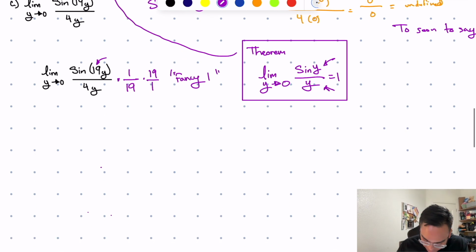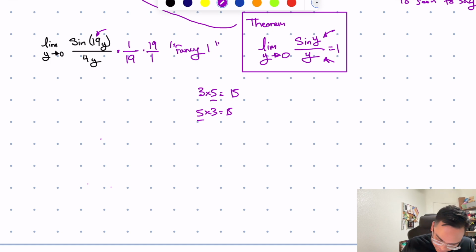Now, if you guys remember, we could always change the multiples. So 3 times 5 is equal to 15, and 5 times 3 is equal to 15. This is a rule that multiplication has. It does not matter which side the 5 is on, it will always equal 15. So we can do the same thing. We're going to fancy 1 and split the equation.